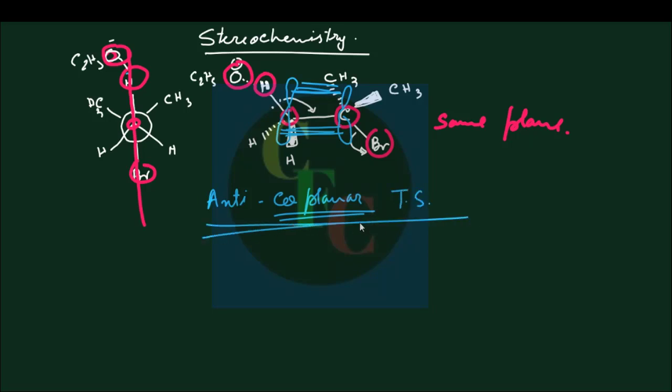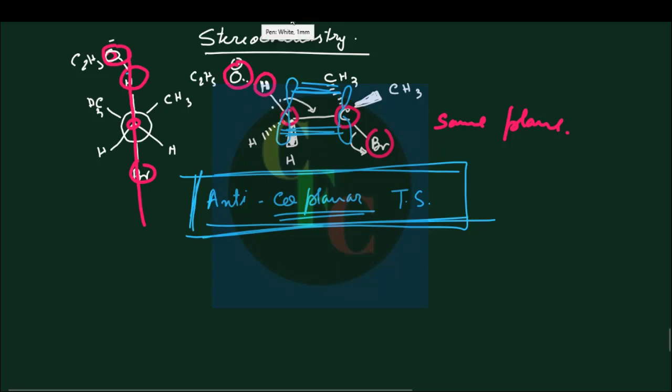So for the E2 mechanism, it is very important that we form an anti-coplanar transition state. From that we will end up in the product. So this was our elimination bimolecular mechanism. We have learned that it is favored by a strong base as well as higher temperature, and the free energy diagram is similar to that of SN2. That means this is a single step reaction with only one transition state, and that is anti-coplanar.